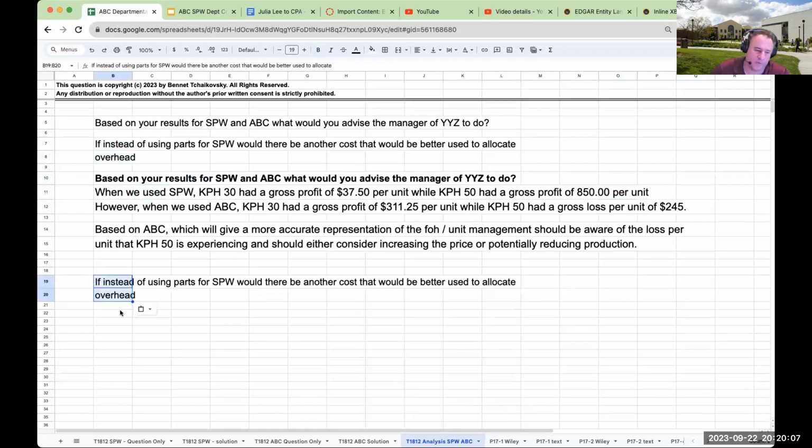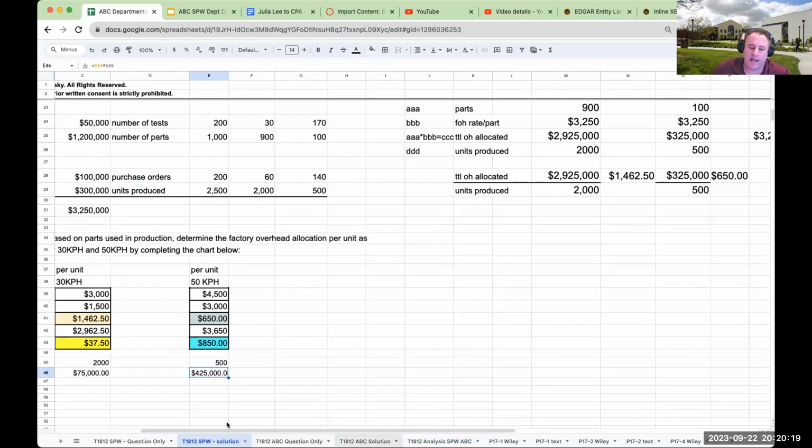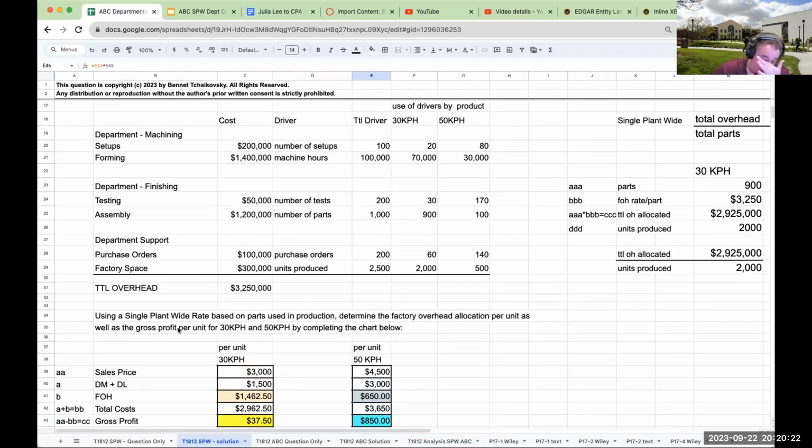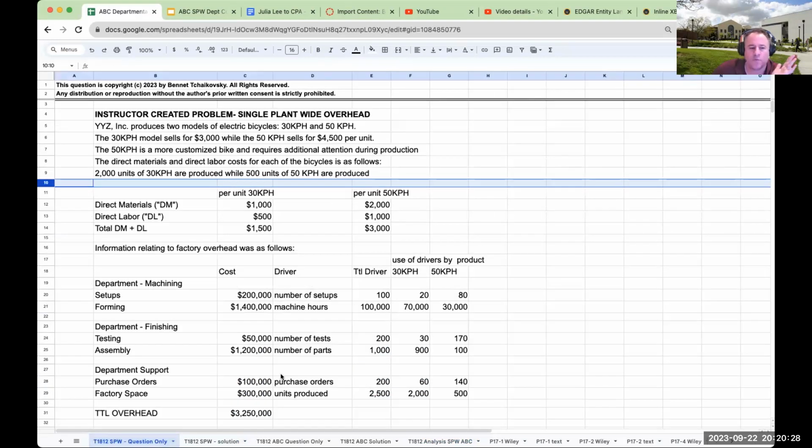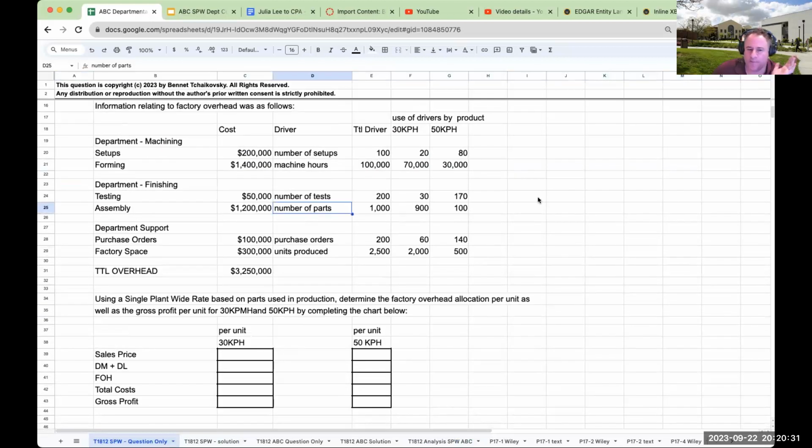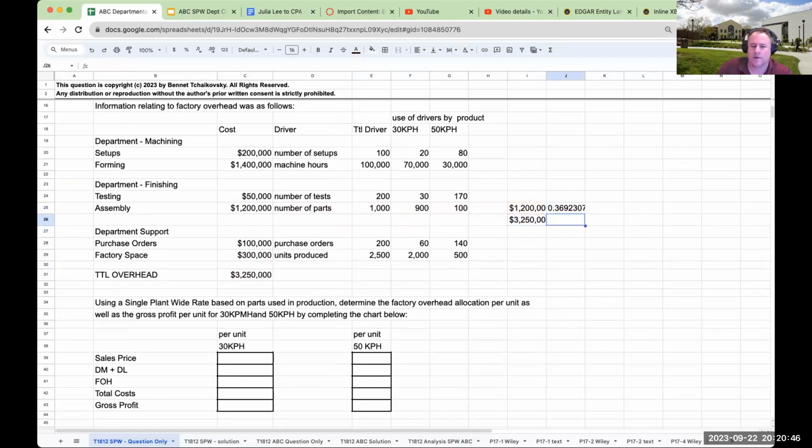Now, this one over here is a little bit more interesting. Instead of using parts for single plant wide, would there be another cost that would be better used to allocate overhead? So what is this question really asking? When you look at this over here, in terms of single plant wide, we chose to do this based on parts. When we did this based on parts, what happened to us? Well, when we looked at the parts, we were basically making an overhead allocation based on roughly about 36% of total overhead.